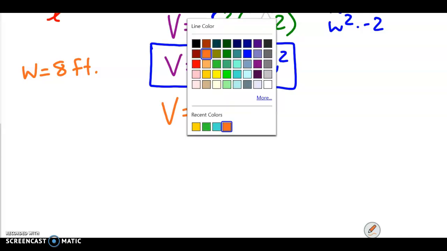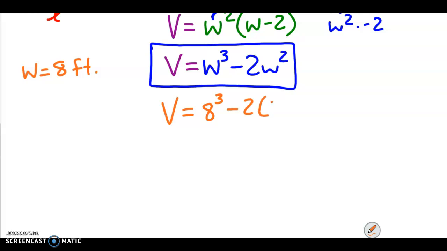Erase that real quick. Okay, 2 times 8 squared. So 8 cubed would end up being 512. And then 8 squared is 64.